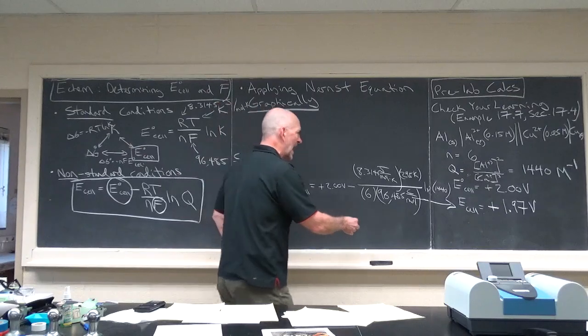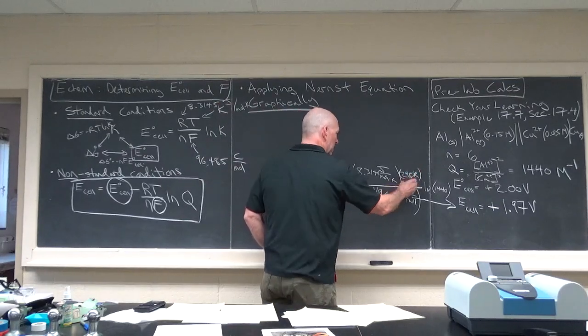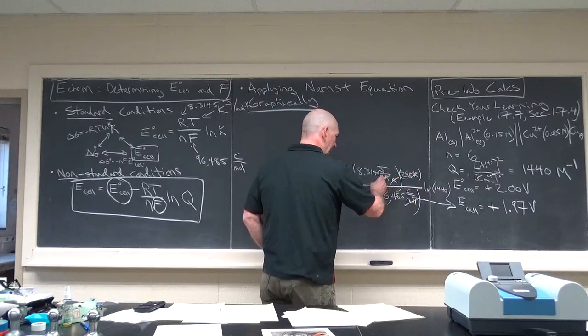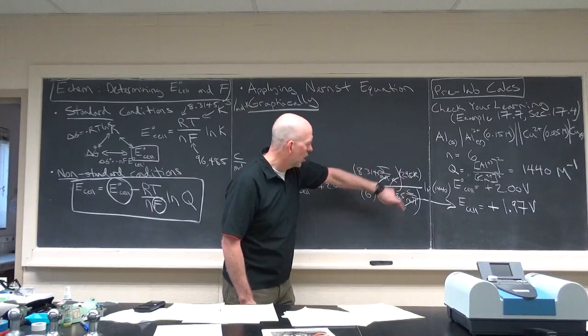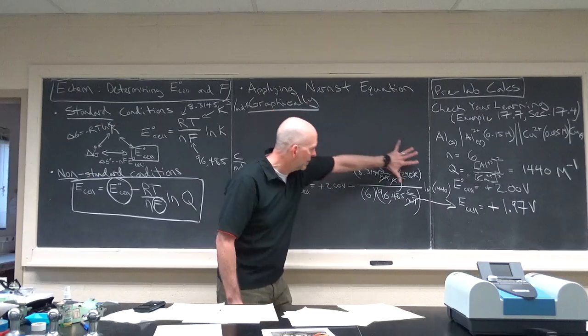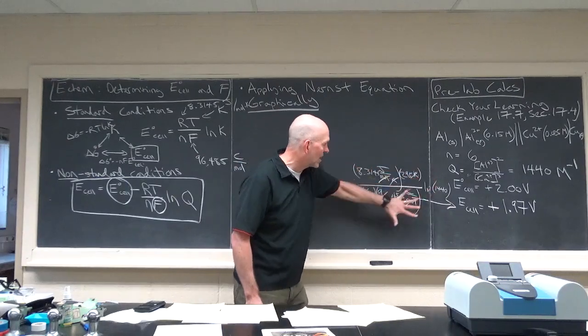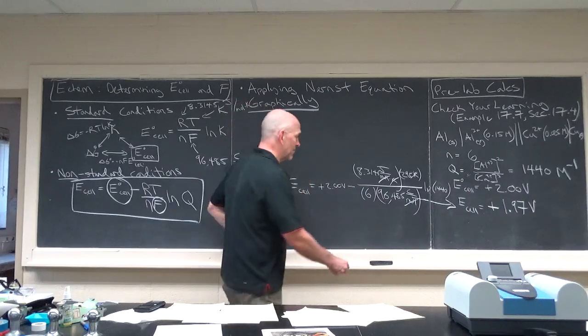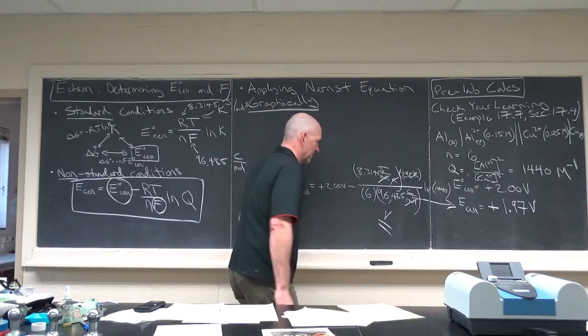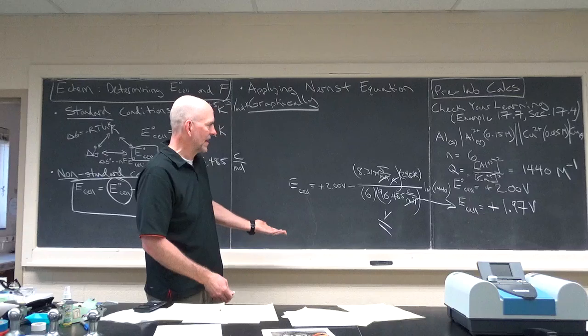So if you hack out the units, Kelvin cancels, mole cancels, and you're left with joules over coulombs as your unit of this coefficient in front of the natural log term. A joule over a coulomb is the same thing as a volt. It has to be the same thing as a volt.